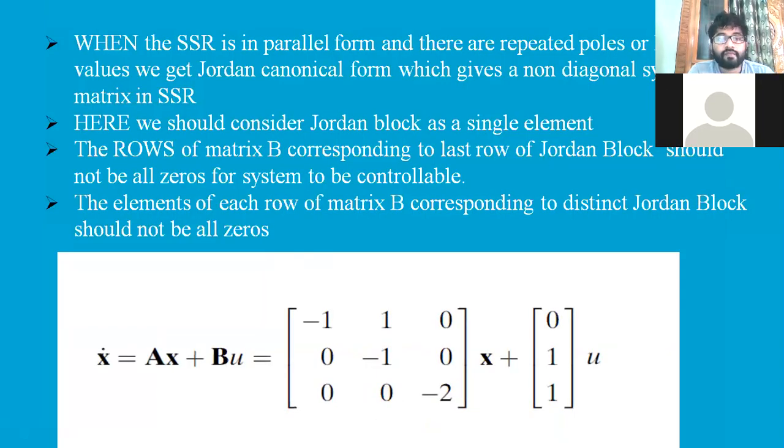See, when the state space representation is in parallel form and there are repeated poles or eigenvalues, we get the Jordan canonical form. Here we should consider the Jordan block as a single element. The rows of the matrix P corresponding to the last row of the Jordan block should not be all zeros for the system to be controllable.